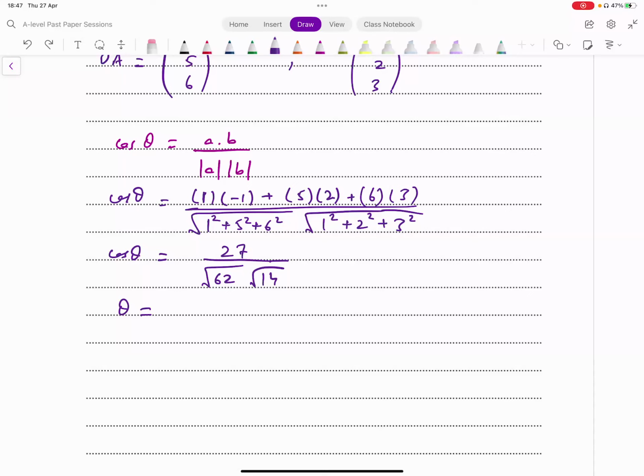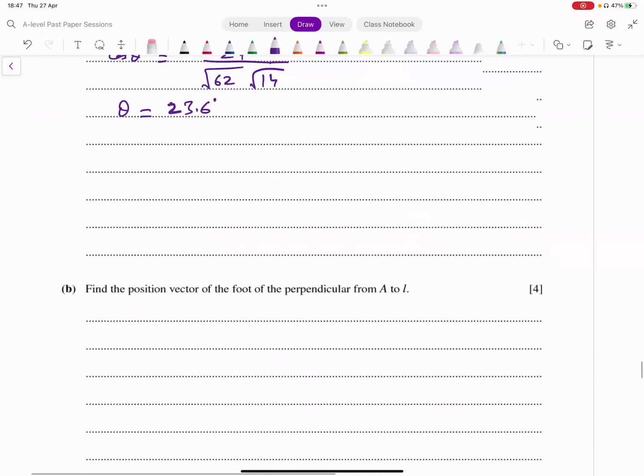And this is giving me 23.59. So that's 23.6 degrees. That's the angle that we were looking for here. Okay, so that was pretty straightforward. Yeah, we just had to figure out the angle. Okay, let's move on to the second part.